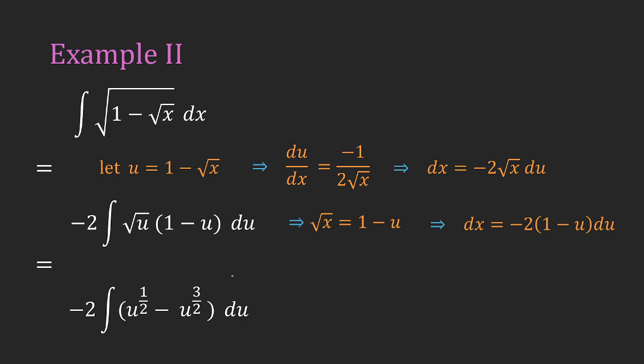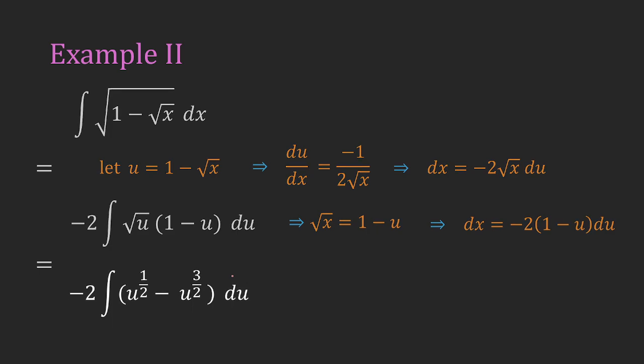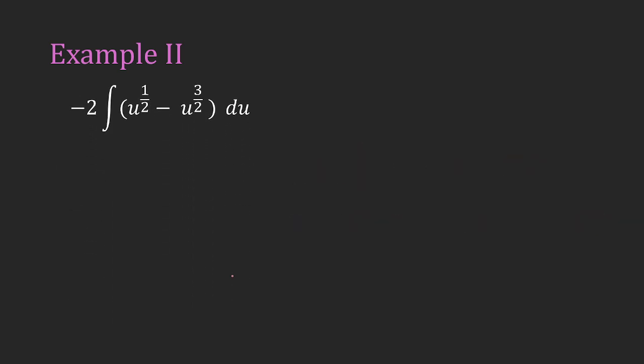And we'll get negative 2 times the integral of u to the power of 1/2 minus u to the power of 3/2, all with respect to u, of course. So let's bring that up here. And let's just use the reverse power rule on both my terms here. And we'll get negative 2 times 2/3 u to the 3/2 minus 2/5 times u to the 5/2, plus some integral constant c, of course.